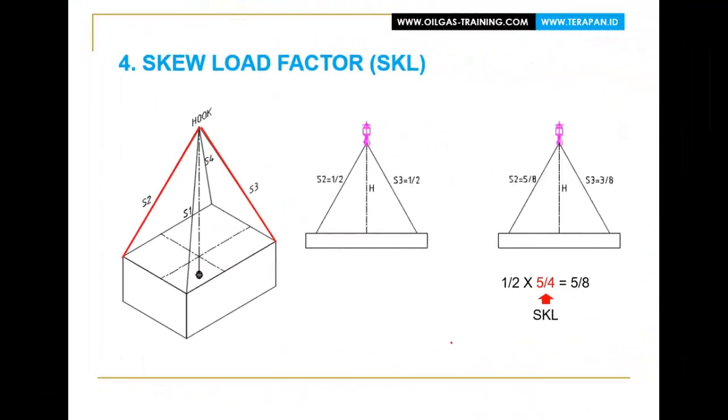The next load factor is the skew load factor. If we are going to lift an object using one hook and four slings, then the distribution of loading on the diagonal slings, this and this, or this and this, there is a possibility that the distribution is not 50 to 50. It could be that the distribution is 5/8 and the other side gets 3/8. So the first distribution is half, and then we consider it gets 5/8. Of course, we have to multiply by 5/4 or 1.25. This is what is meant by skew load factor.